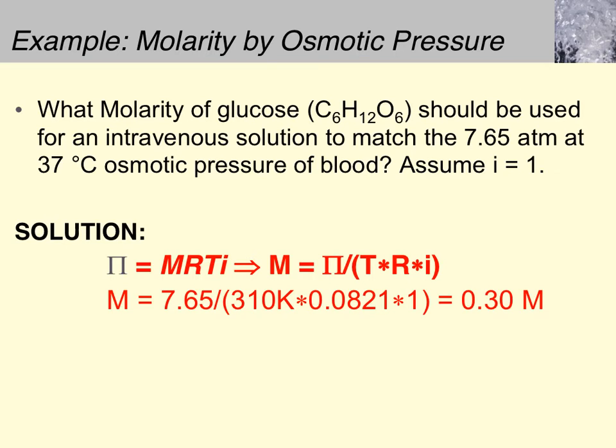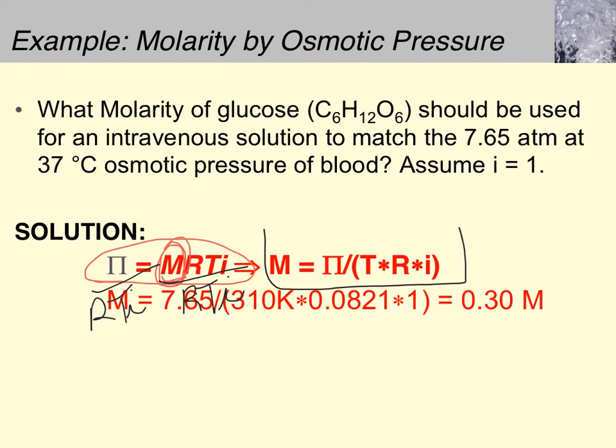All right, so first thing you need to be able to do is rearrange this equation to solve for molarity, which means you need to isolate the capital M by itself. So the first thing we want to do to rearrange is divide both sides by RTI. That gives us the rearranged formula we need. Molarity is osmotic pressure divided by temperature times gas constant times van't Hoff factor.